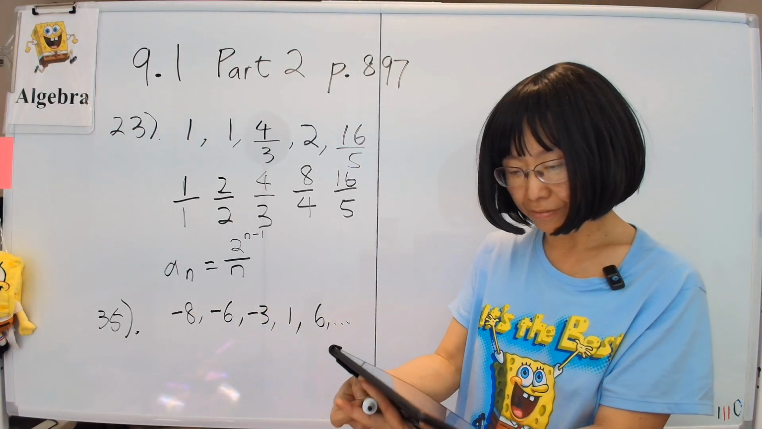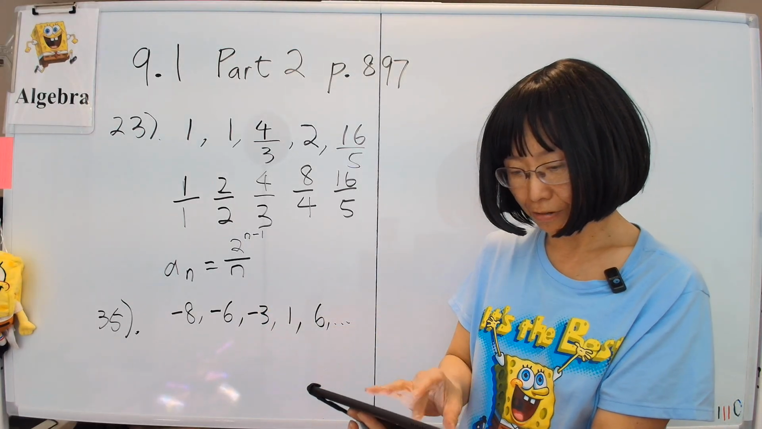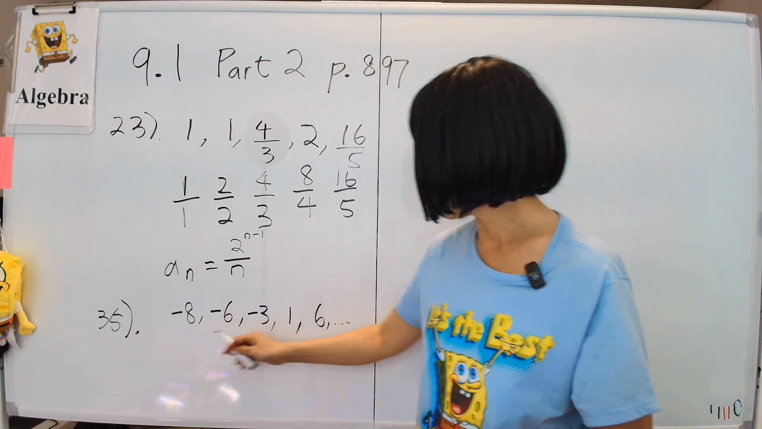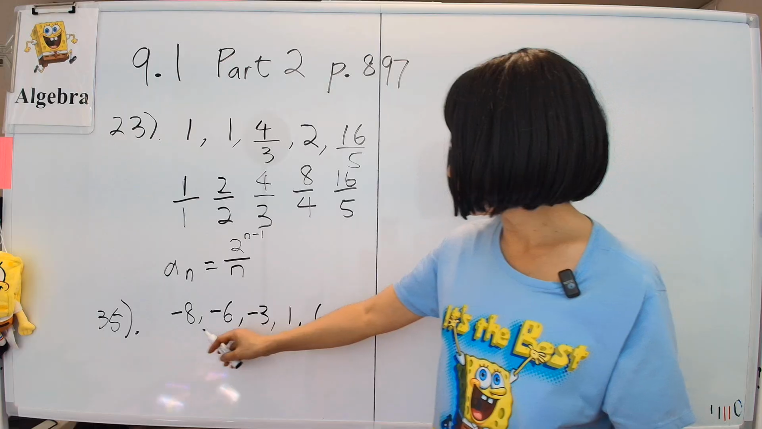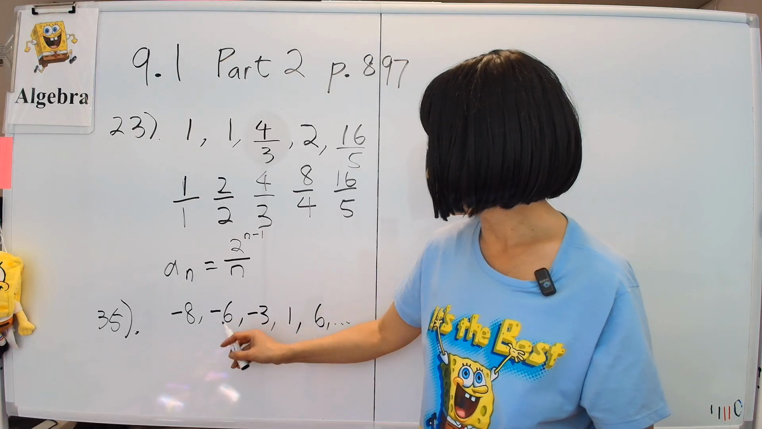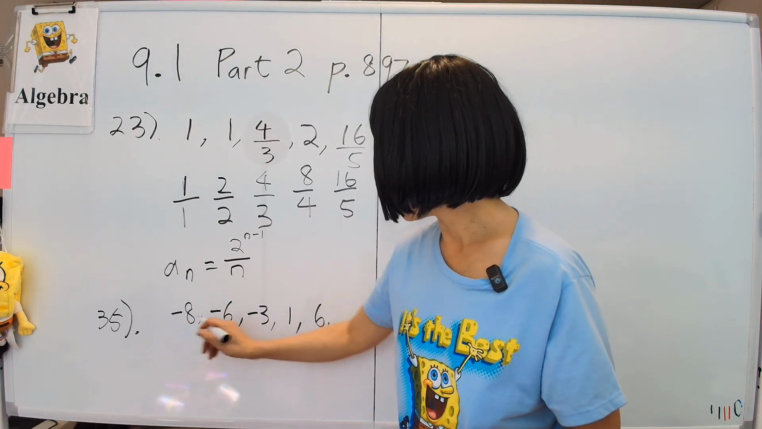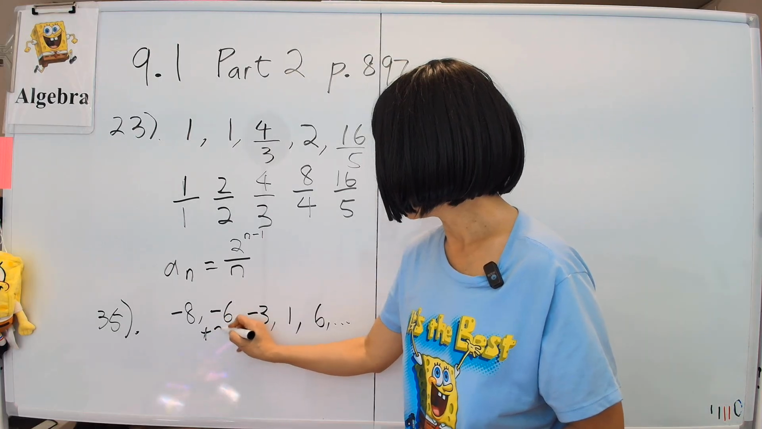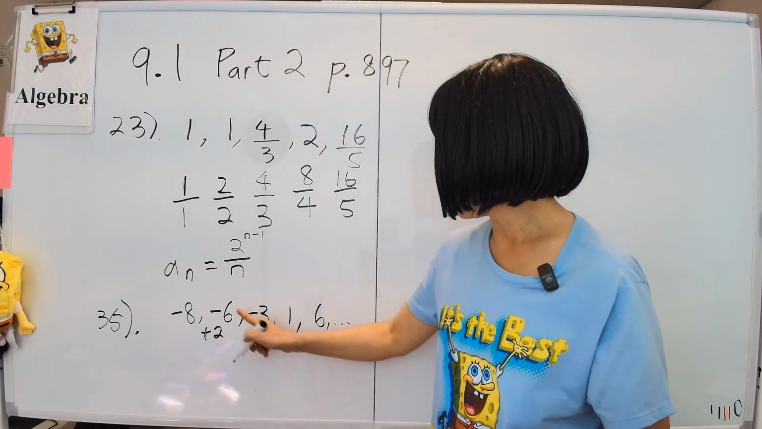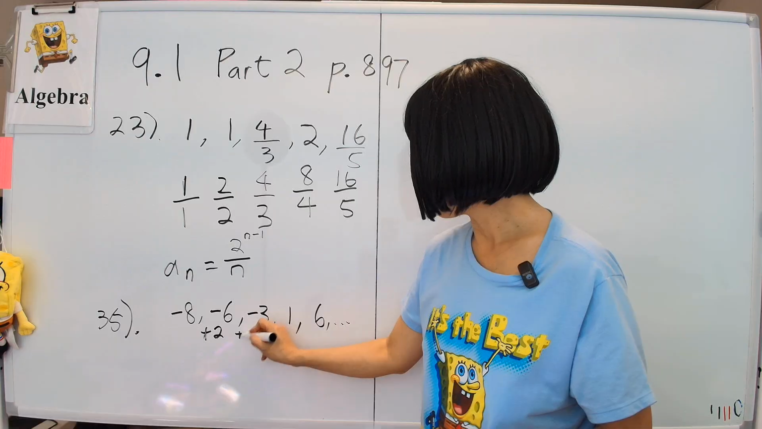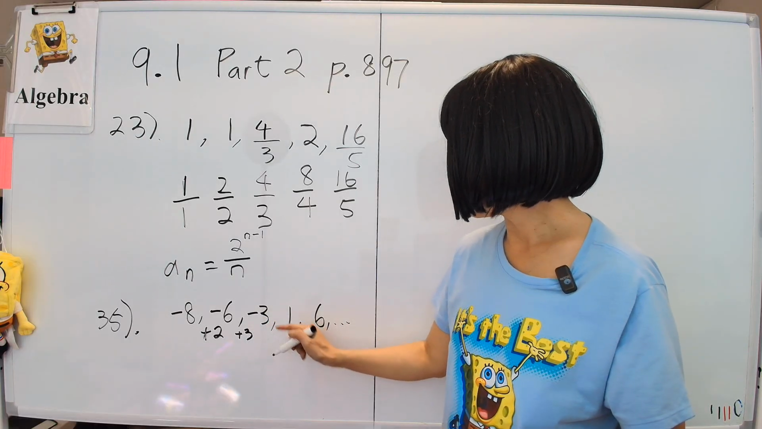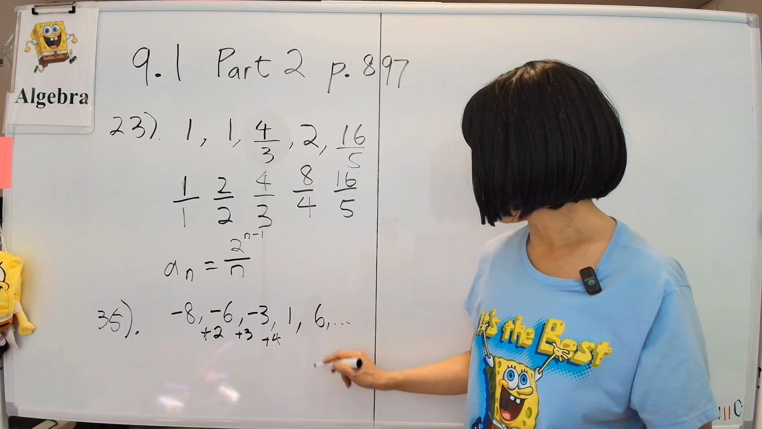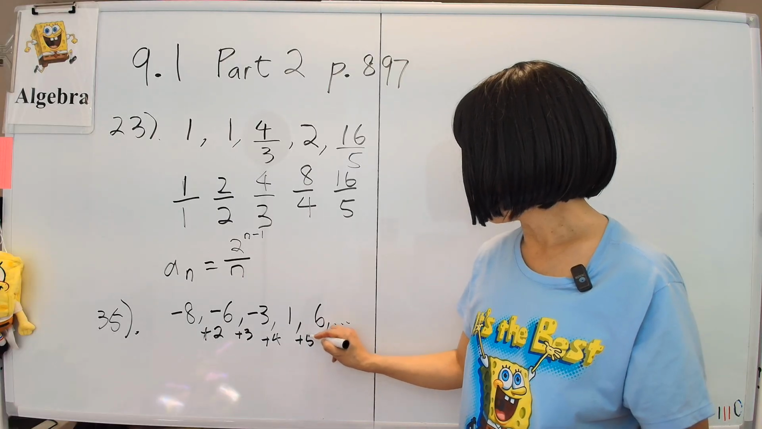Now problem 35, we have to write a recursive formula for this. Let's look at it, and you notice that there's a difference. The difference here is that minus 8 plus 2 becomes minus 6. And minus 6 plus 3 will be minus 3. And minus 3 plus 4 will be equal to 1. And 1 plus 5 will be equal to 6.